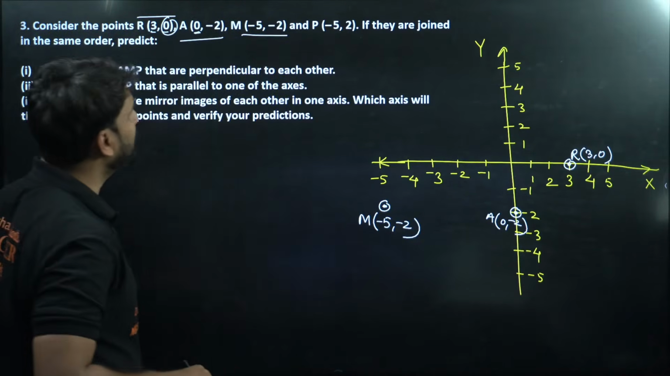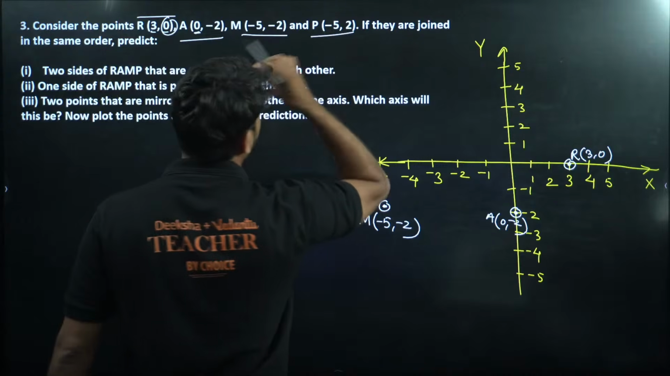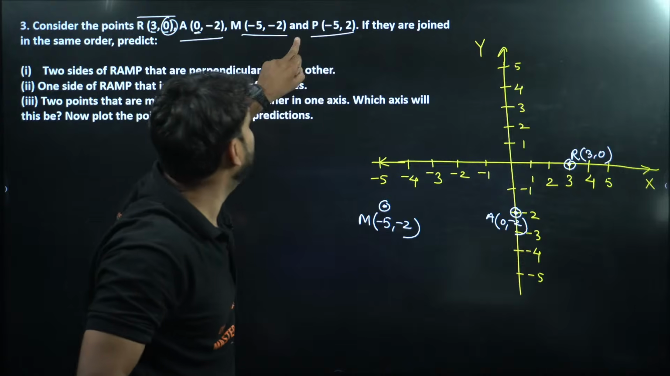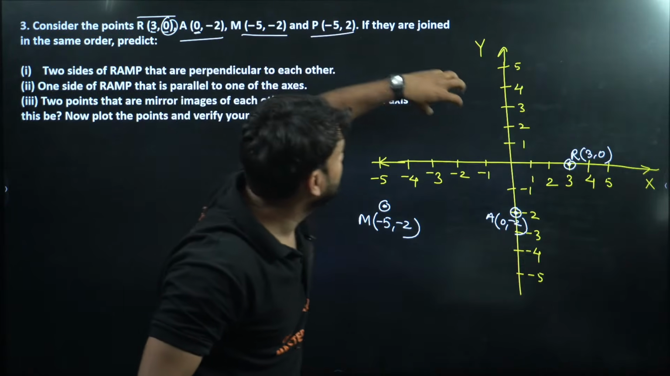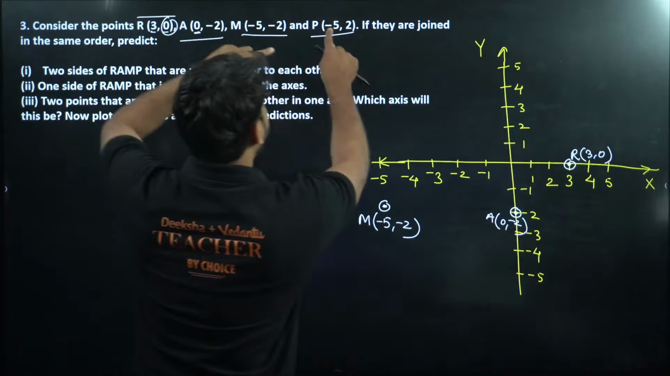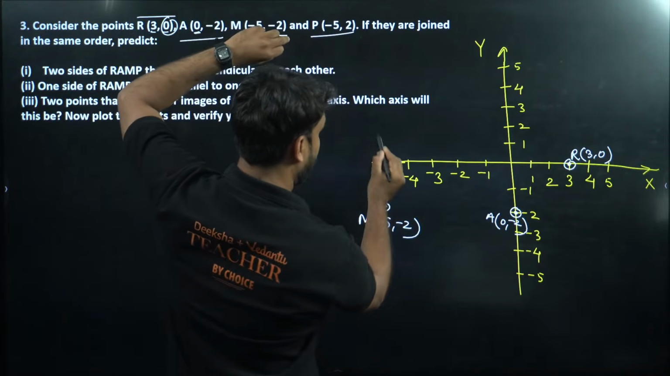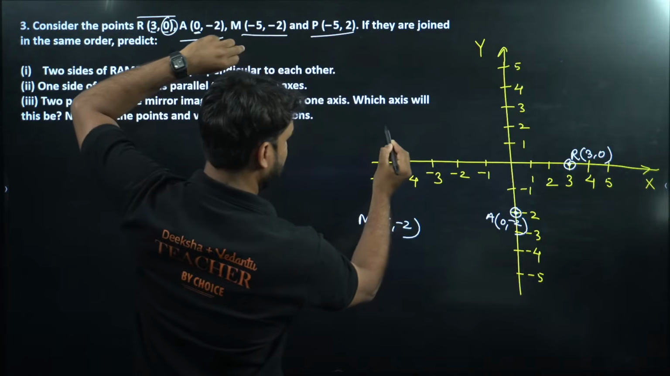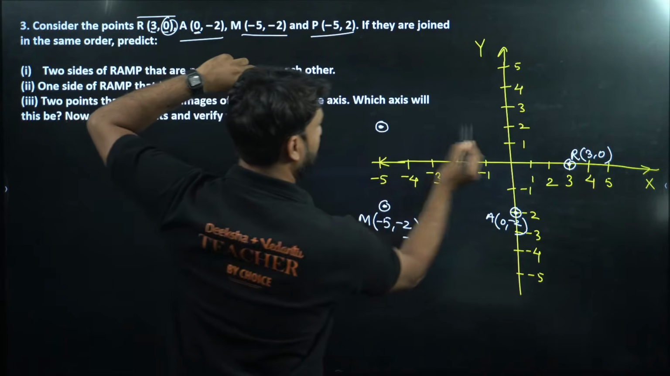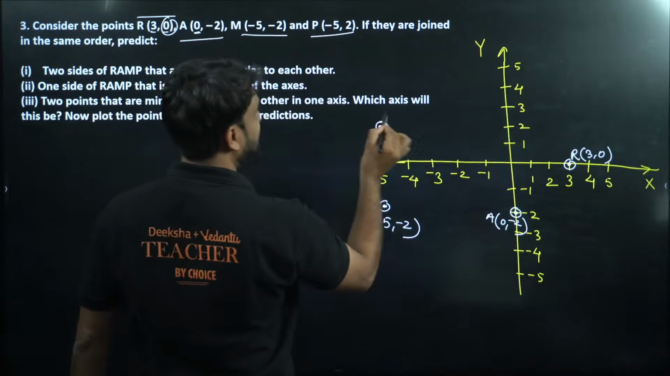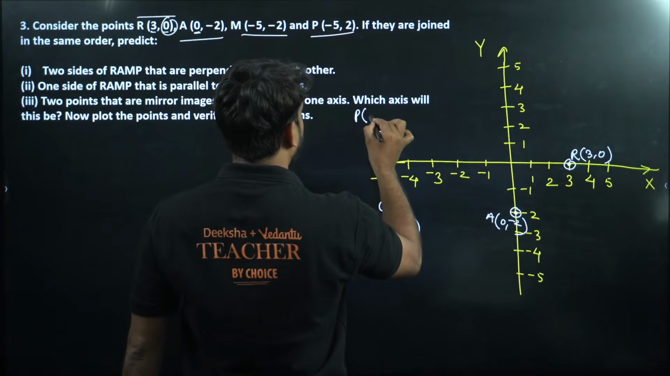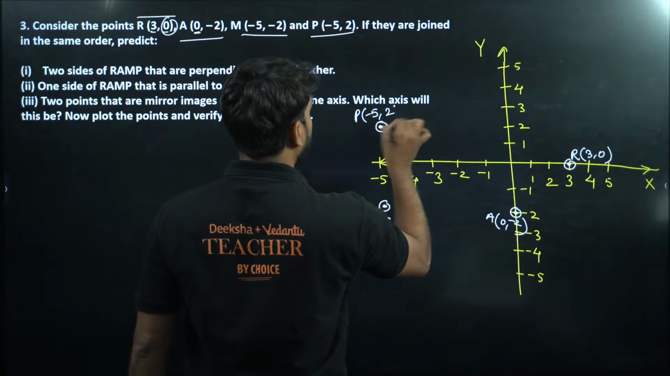Now where will be the fourth point? The fourth coordinate is (-5, 2). X is negative, y is positive. So it implies the point will be in the second quadrant. The x coordinate is -5, y coordinate is 2. So please write down the name of the coordinate. So this is P here, (-5, 2).